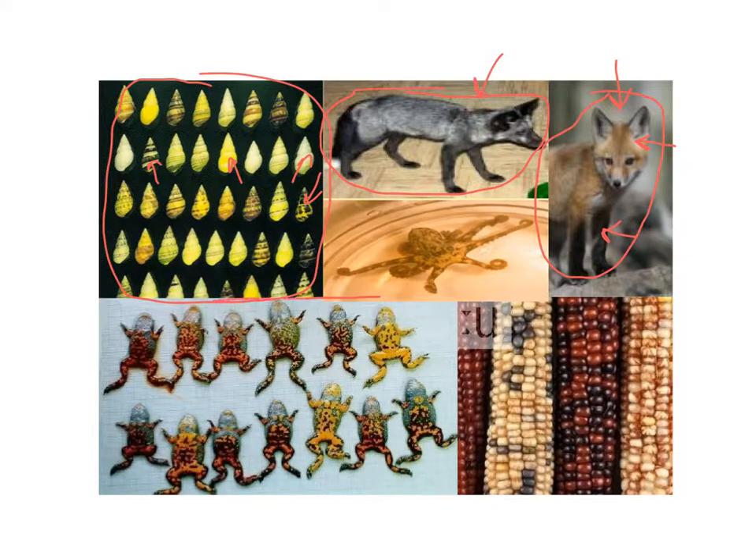These are the same species of frogs, but once again, they are not all exactly the same. This dude is yellow. This guy's kind of orangish. This guy's red and black. So even though they're the same species, there's variety. There's variation. I don't know why I have corn in here.